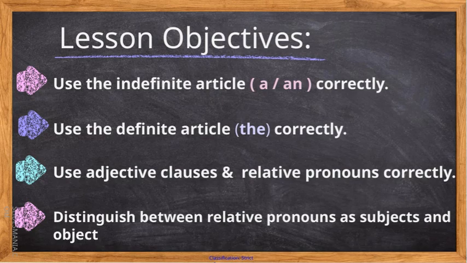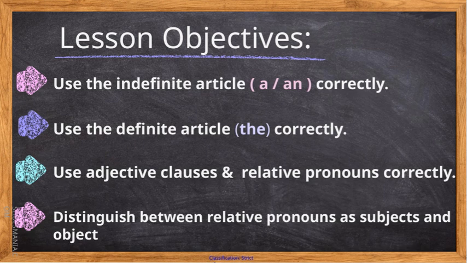Today, we're going to focus on two main objectives. First, we want to learn how to use the indefinite articles, a and an, correctly. These are important because they help us introduce new nouns in a clear and natural way. Next, we'll look at how to use the definite article, the, properly. This helps specify particular things or people we are talking about, making our communication more precise.